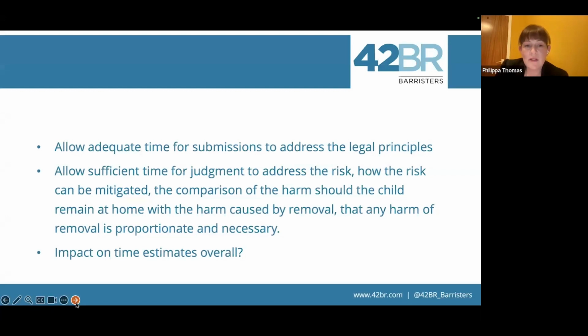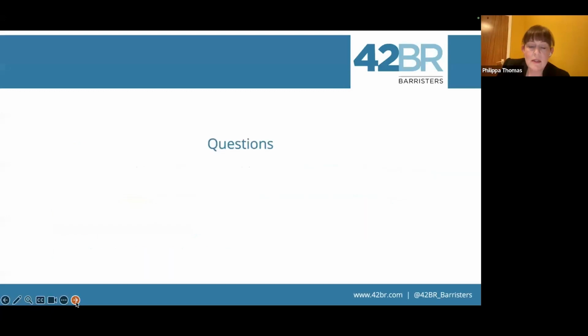And also allow sufficient time for the judgment to address the risks, how the risk can be mitigated, the comparison of the harm should the child remain at home and the harm of being removed, and that any of that harm or removal is proportionate and necessary. And of course, this will have an impact on the overall time estimates within care proceedings, but they're all issues that need to be adequately and carefully looked at.